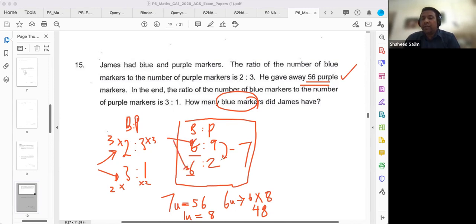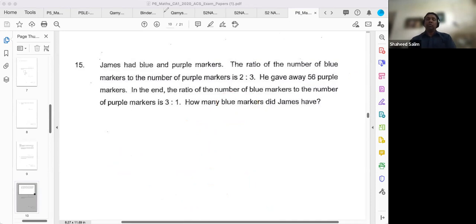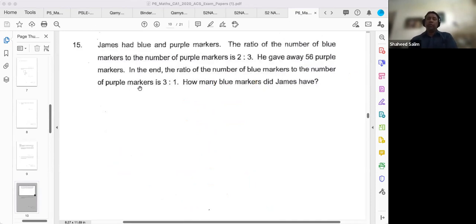Purple has reduced by 7. 9 minus 7 is 2. So it's reduced by 7. So that means 7 must be 56. So 7 units, 56. 1 unit is 56 divided by 7, get 8. Blue is 6 units. 6 times 8. So you look up for those groups. You try now.